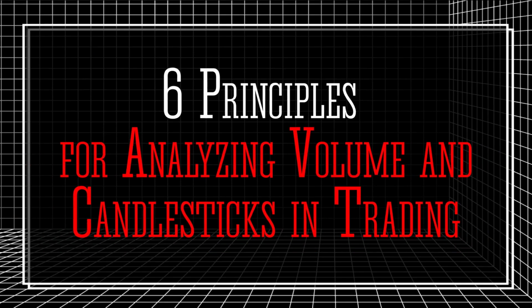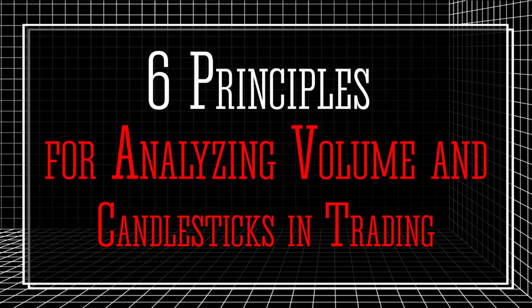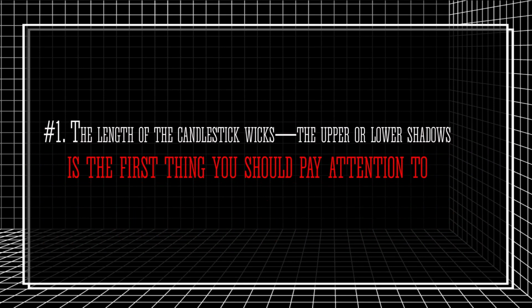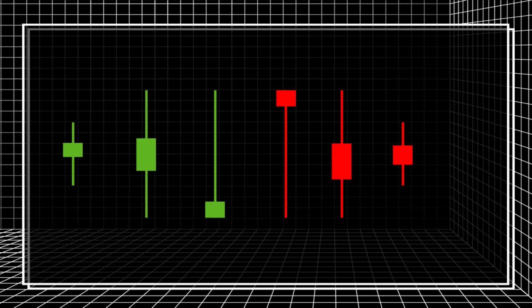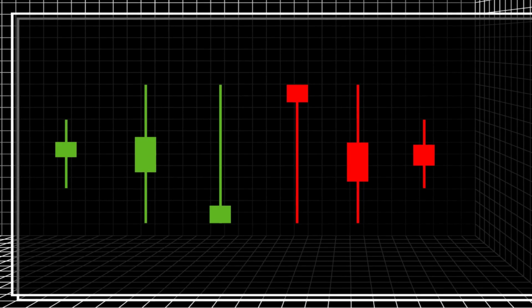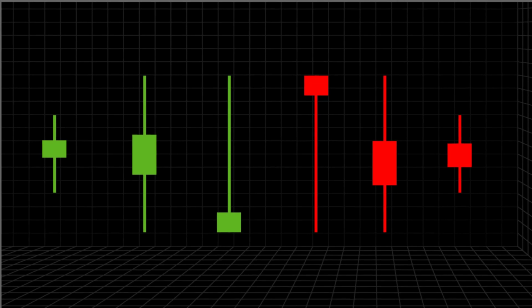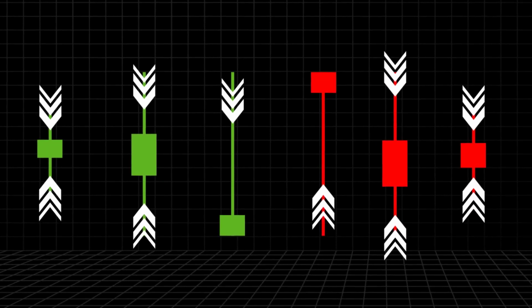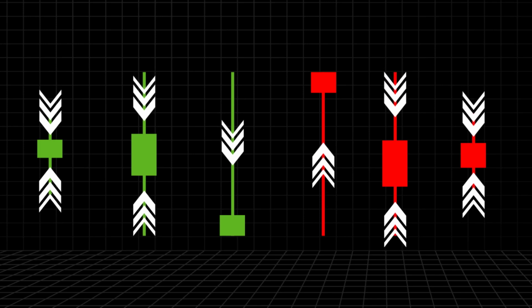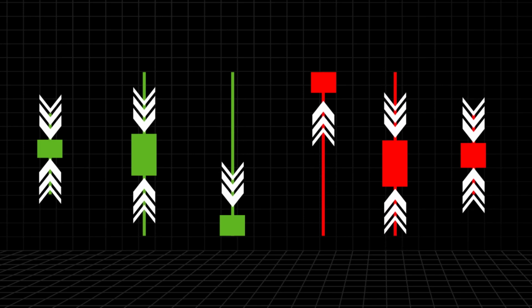6 principles for analyzing volume and candlesticks in trading. Principle number 1. The length of the candlestick wicks, the upper or lower shadows, is the first thing you should pay attention to. Wick length shows strength, weakness, or indecision in the market. More importantly, it can hint at where smart money is stepping in. Long wicks often highlight price levels where either buyers or sellers started to gain control.